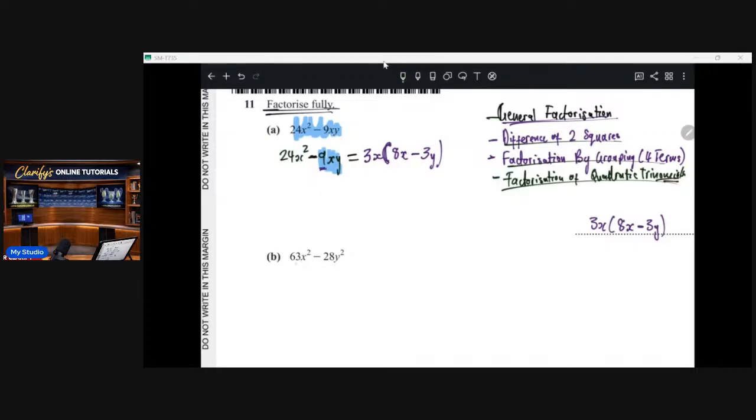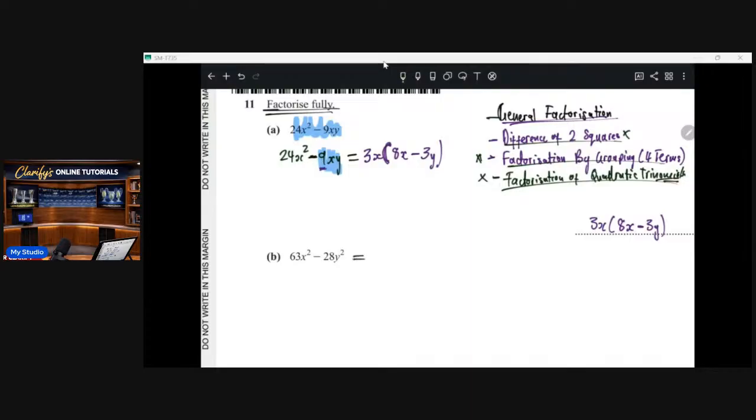Then you check, is 63 a square number? Can we get the square root of 63? No. Can we get the square root of 28? No. We don't know such a number. So there is no difference of 2 squares. By grouping, it's out because you don't have 4 things. Quadratic trinomials, tri means 3, so it's like 4x squared minus 5x plus 6. This is not the case, so this one is out as well. So here we are using general factorization.